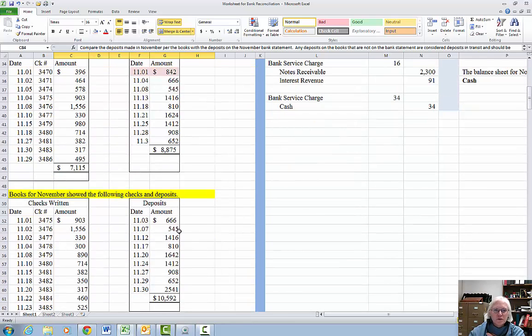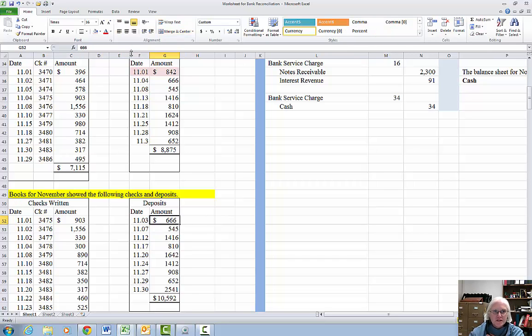So can I get all this on one page? Maybe. So the November 3rd, we're looking at books, deposits per books. Yes, books. Okay, we have 666, and we have the same thing at the bank. The bank shows 545, and yes, we have that one. Actually, we should go the other way. So books show a deposit of $14.16 on November 12th. The bank has it on the very next day, $14.16. So that's good.